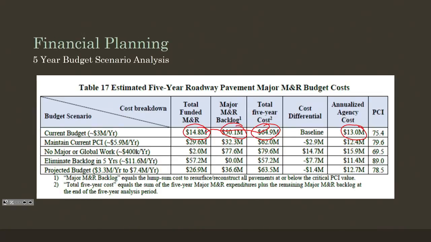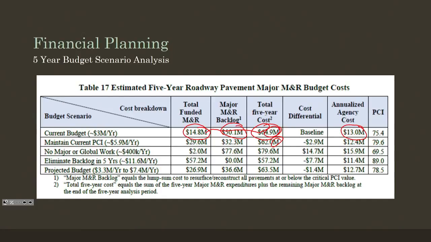So if we wanted to maintain our current PCI, how much funding would that take? The program tells us we need about $6 million a year to maintain the exact same level of service that we have today. So going through the math like I did before, we're going to spend almost $30 million in program funds. Our backlog will reduce from 50 to 32 million. We have a total 5-year cost of about 62, which is a cost differential of 2.9, and that's taking this number minus this number. And then we have our annualized cost, and then what our resulting PCI will be at the end of that 5-year period.